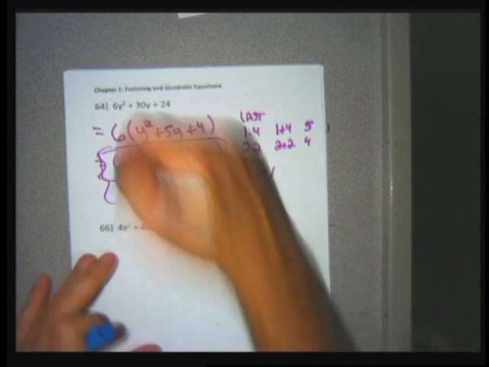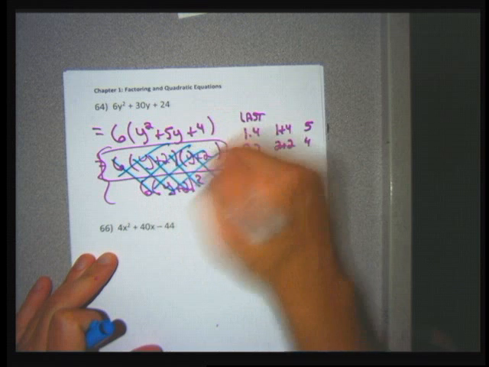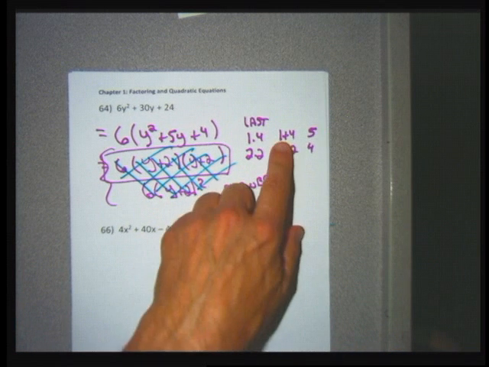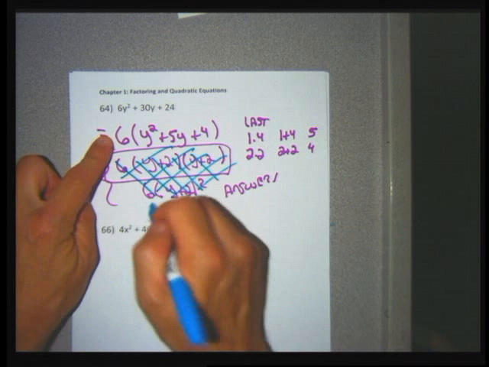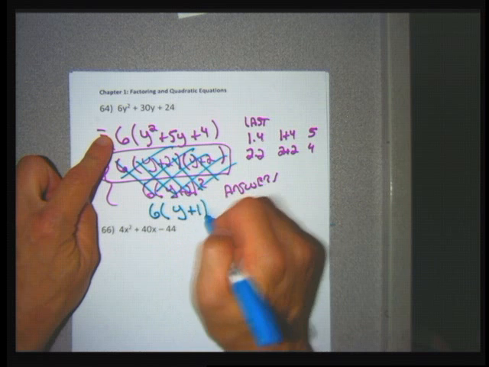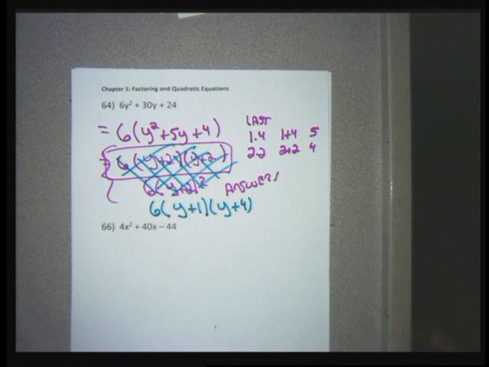So let me fix what I just did, and I'll recheck it. That's the good thing about checking. When you make a mistake, you find your mistake. I should have made a 1 and a 4. I should have brought this 6 down and made one parentheses with a y plus 1, another parentheses with a y plus 4. That's the answer.